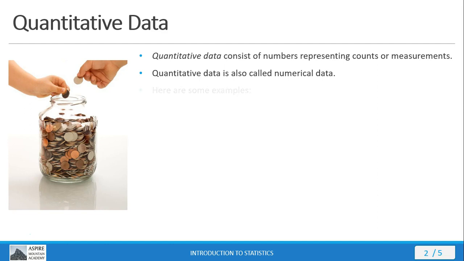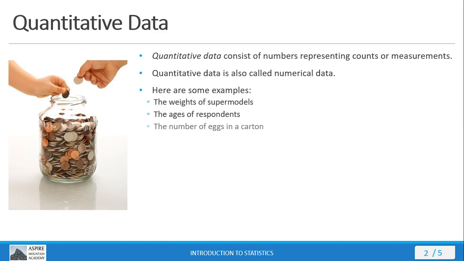Now, here are some examples of quantitative data. We have the weights of supermodels, the ages of respondents, the number of eggs in a carton, the distance between two cities, and the quantity of coins in a jar. These are all examples of quantitative data.